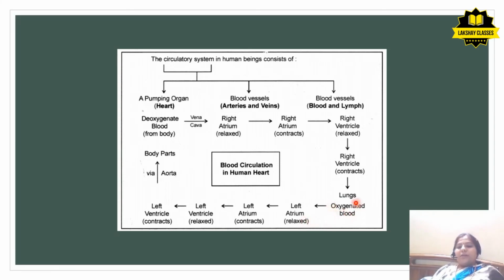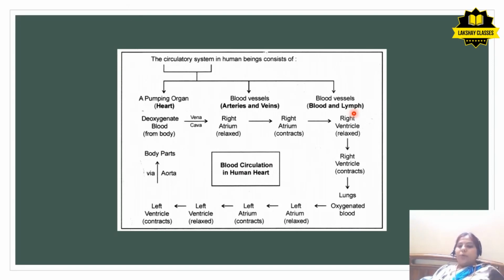So now oxygenated blood will come from the lungs to the left atrium. Then from the left atrium, the blood will go to the left ventricle. And from the left ventricle, it will go to the main artery, which is called the aorta. And the aorta will distribute the blood to the arteries to take it to the different parts of the body. So this is how the circulation of the blood takes place in our body.